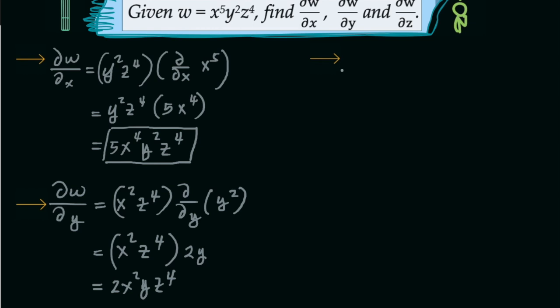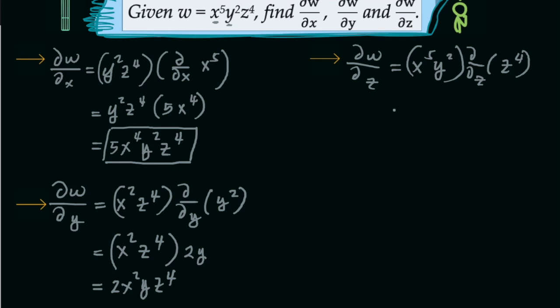That's easy. And the last one here is the partial of our function w with respect to z. This time, with respect to z, we'll be holding variables x and y as constant. So I'll just write x to the fifth power y squared, and then we'll multiply this with the partial derivative with respect to z of an expression with variable z, and that is z to the fourth power. The answer will be x to the fifth y squared times the partial derivative of z to the fourth with respect to z, which is 4z cubed.